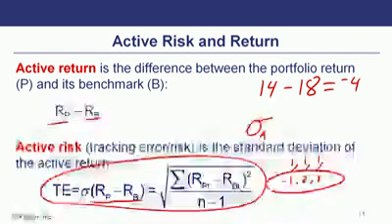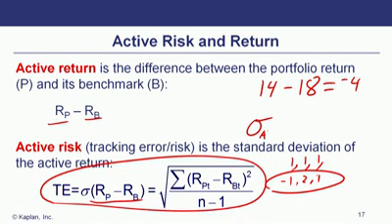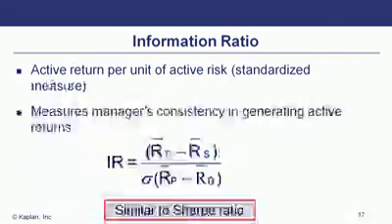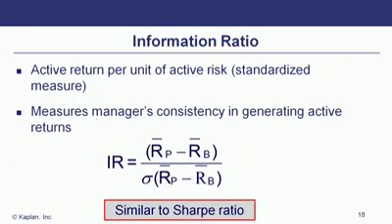So we're not looking at total variability here. The total portfolio could be going all over the place. We're just looking at the variation in active return here, all right? So we have active return, we have active risk, and we can put the two together to come up with this little gem. That is the information ratio. So this is active return per unit of active risk.